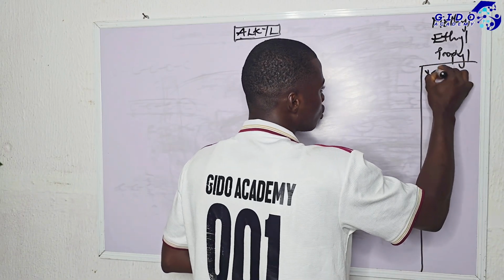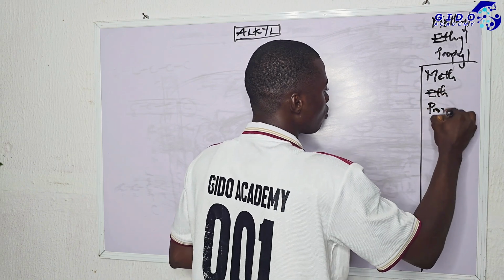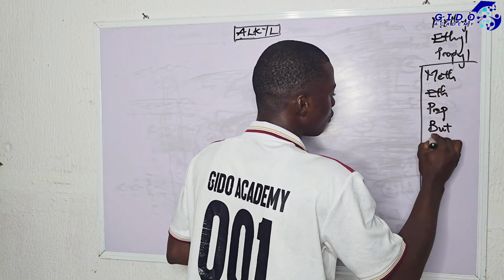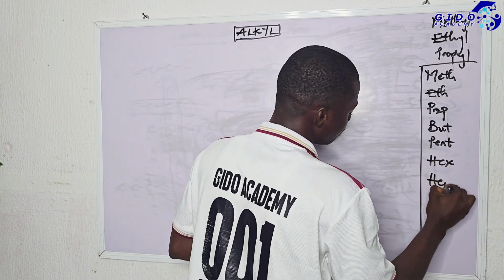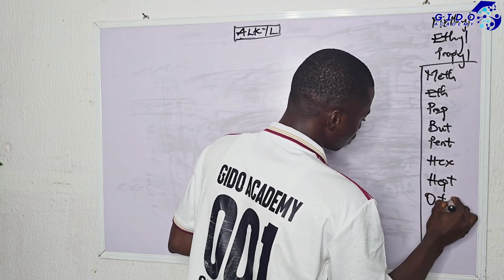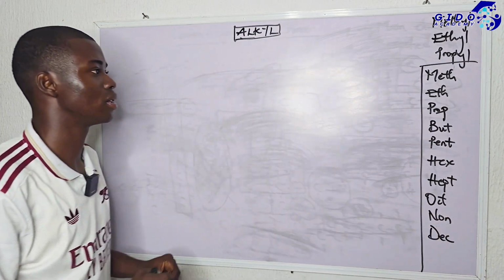Remember, one carbon atom is called meth, 2 is eth, 3 is what? Prop, 4 is but, 5 is pent, 6 is hex, 7 is hept, 8 is oct, 9 is non, and 10 is what? Is dec.